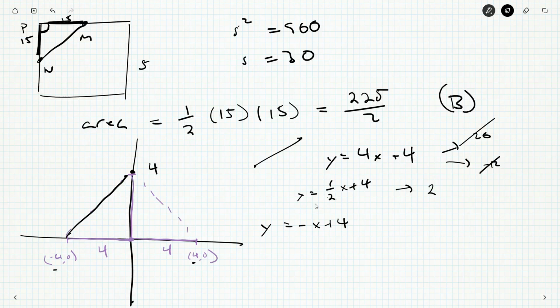Okay, now this one, it's a negative slope, so we're looking at top left to bottom right. And so the only possible answer I could accept is having the x-intercept of 4 here. So if I plug in 4, I get negative 4 plus 4, and that does give me 0. So C is my answer.